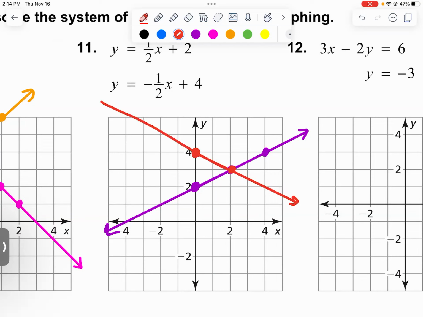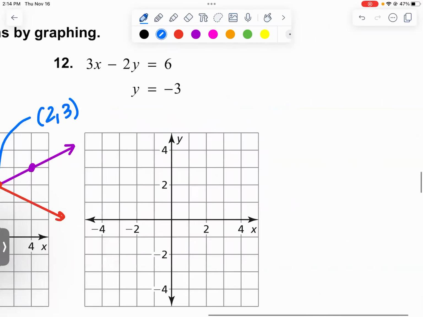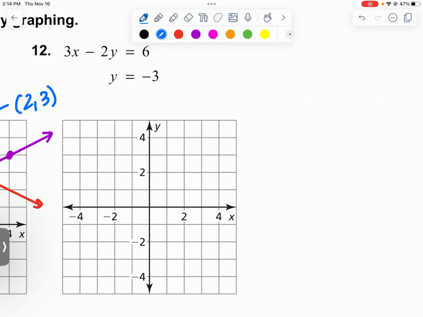Okay, so it really seems like you guys graphed these super quick. Noah, what's your intersection? Did you check it? Yeah, he says. Okay, is 1/2 times 2 plus 2 equal to 3? Yeah. Is negative 1/2 times 2 plus 4 equal to 3? Yeah. Okay, great. I want to go through number 12.